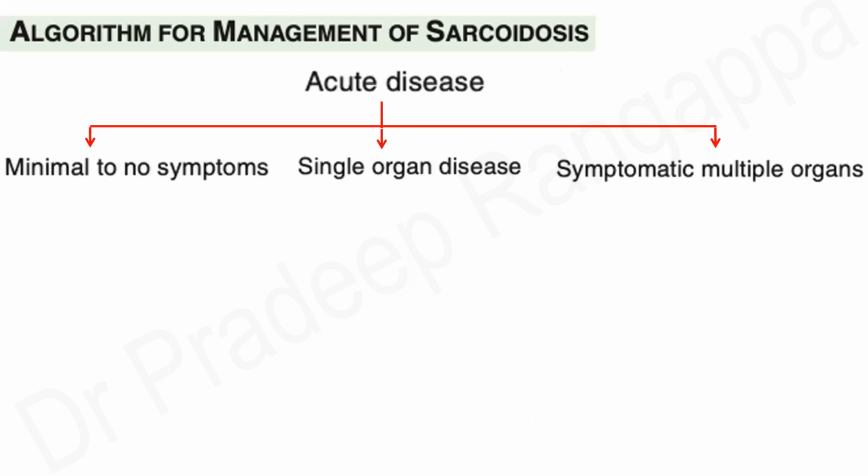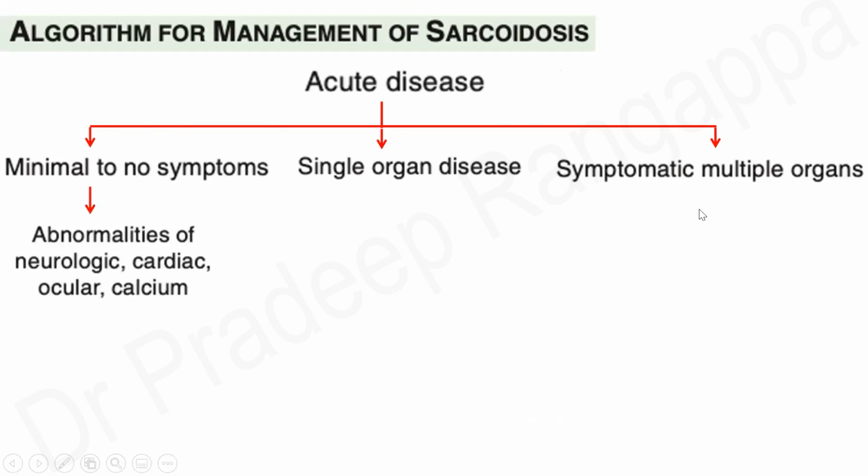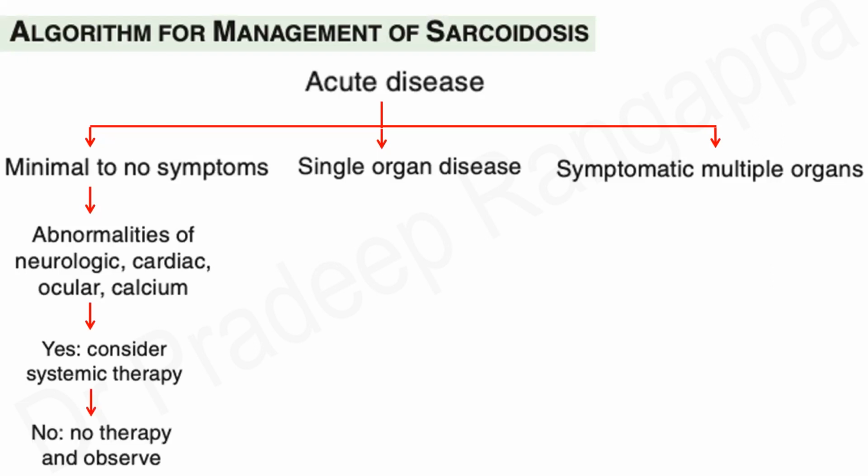With regards to management of sarcoidosis, you have to divide into three categories: whether the patient has minimal to no symptoms, or only single organ disease, or is symptomatic with multiple organ involvement. If it is minimal to no symptoms, one has to look again for involvement of lung, skin, or eye, and look at the calcium. And if no symptoms, no treatment is needed. But if symptoms arise, then possibly some therapy may be needed.